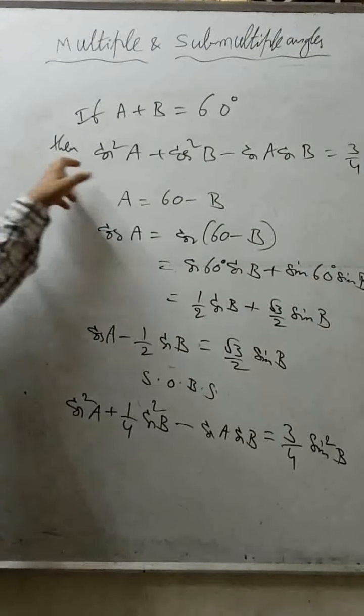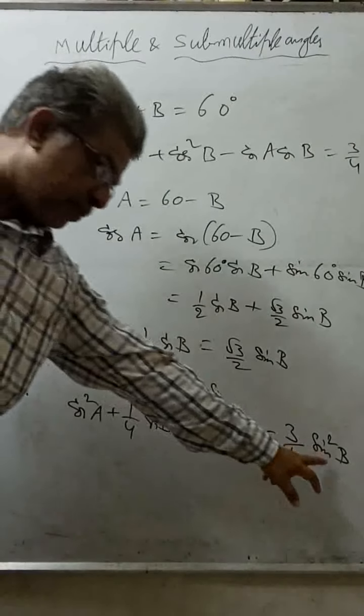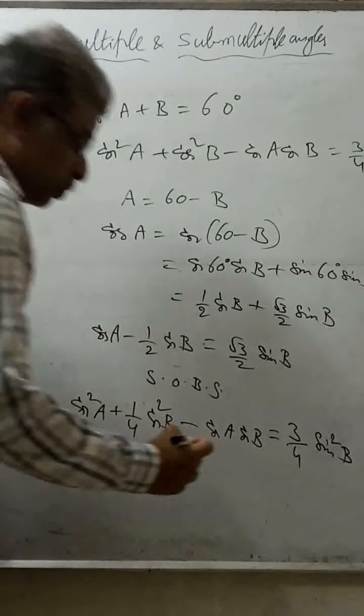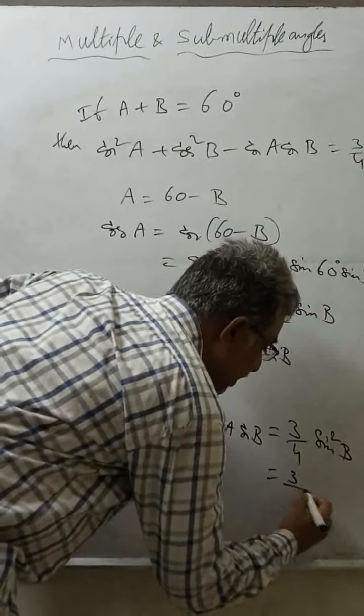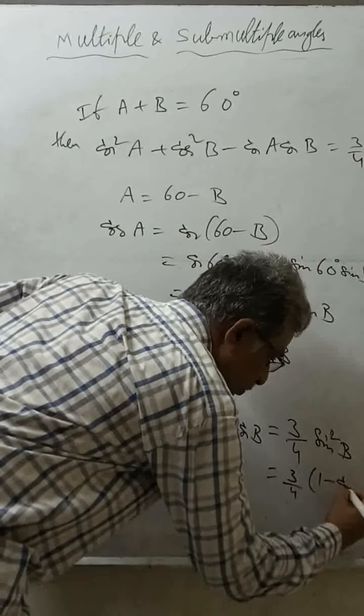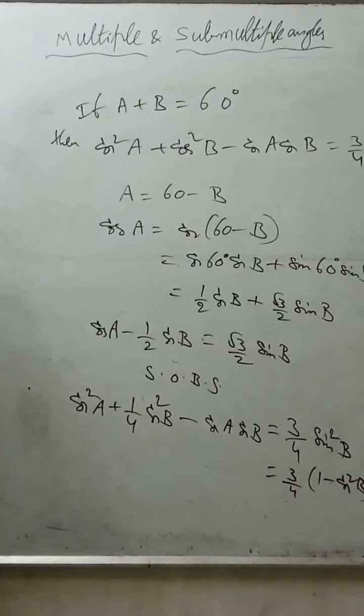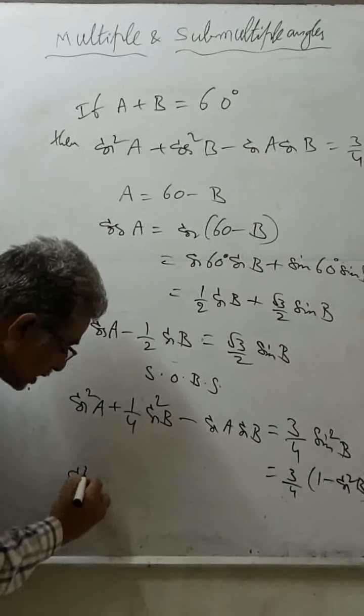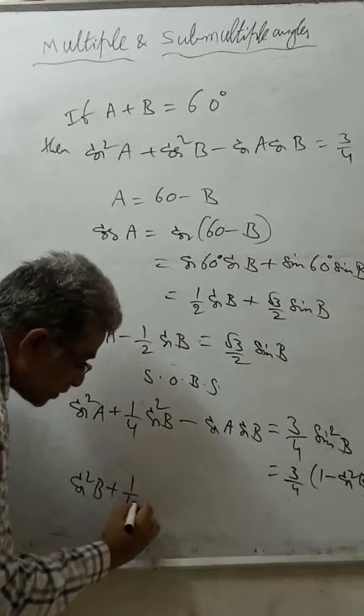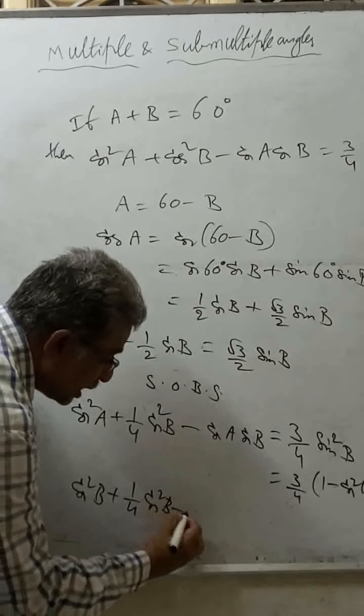Now I got everything in cos, there is no sine. So I will convert sin square into 1 minus cos square. So this I can write as 3 by 4 into (1 minus cos square B), and open the brackets, 3 by 4 cos square B to this side. So it becomes cos square B plus 1 by 4 cos square B.